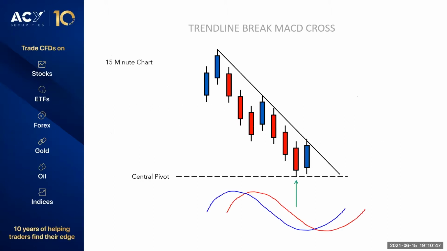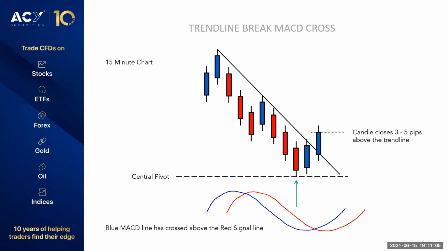All right, so what does it look like? This is my hypothetical 50-minute chart. I'm getting support down at the central pivot. And then price action, I've got my trend line drawn, my declining resistance trend line in place, and we get a break above. The candle closes 3 to 5 pips above the break of that trend line, and as well, the blue MACD line crosses above the red signal line.